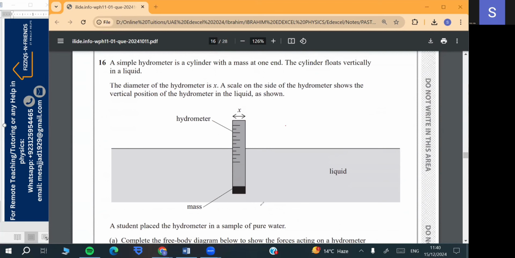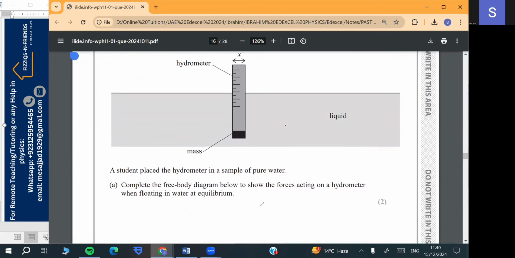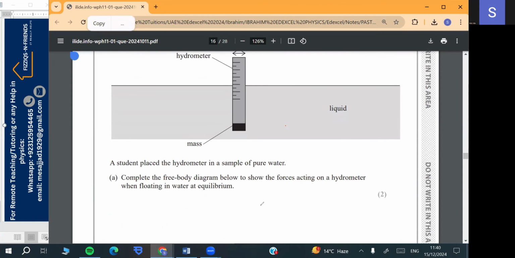Okay, a simple hydrometer is a cylinder with a mass at one end. The cylinder floats vertically in a liquid. The diameter of the hydrometer is x. A scale on the side of the hydrometer shows the vertical position of the hydrometer in the liquid, as shown. A student placed the hydrometer in a sample of pure water. Complete the free body diagram below to show the forces acting on the hydrometer.